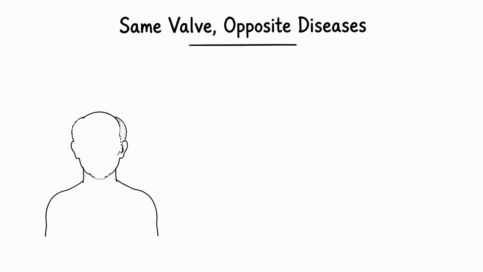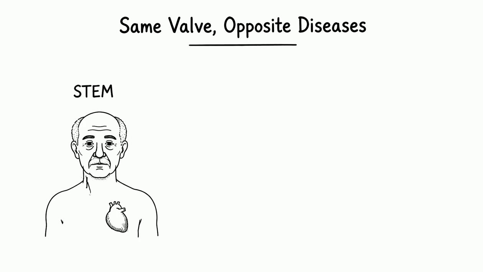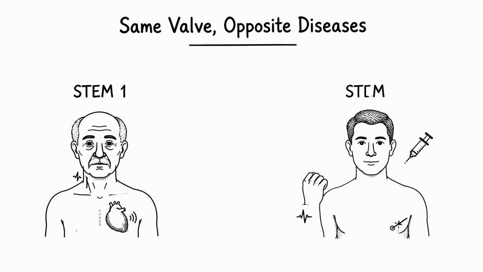Two patients, one valve, and completely different exam stems. The first stem points toward classic aortic stenosis findings. The second stem points toward classic aortic regurgitation findings.